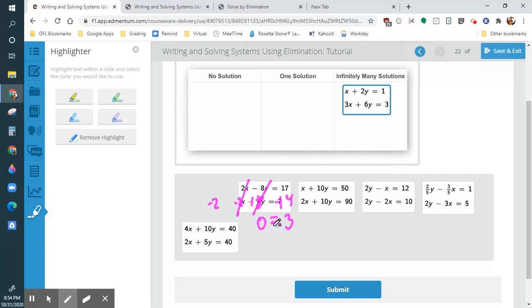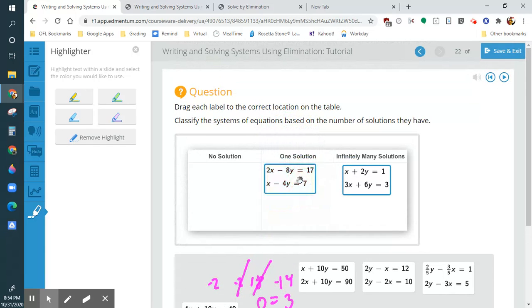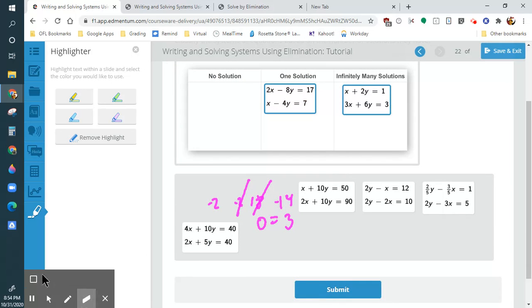So that means there's no solution. 0 is never equal to 3. So there is no solution here. Cross that out. Now I'm going to try to eliminate this 2.